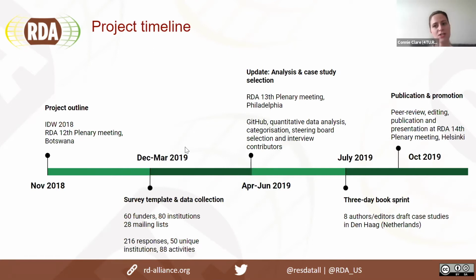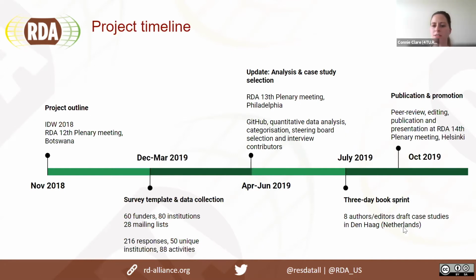to collect information about various different case study activities. And the survey was circulated around 60 funders, 80 institutions, and 28 mailing lists. And from that, we received 216 responses from 50 unique institutions, and they detailed 88 different activities. Then over the summer of 2019, the next job was to really analyze those different case studies, perform some kind of quantitative data analysis, categorize those different activities, and then with the help of the steering board, select those case studies and then interview the contributors so we could get a really full story for each of those.